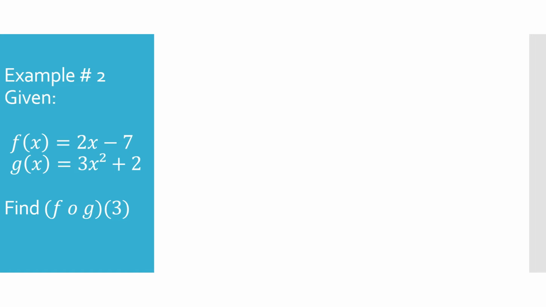Okay, let's have example number 2. Given f of x equals 2x minus 7 and g of x equals 3x squared plus 2. Find f composed of g of 3. Okay, if you notice, it's no longer a variable x, but a numerical value 3. Now, we need to find first the composite function and then we will evaluate the composite function. So here's the solution.